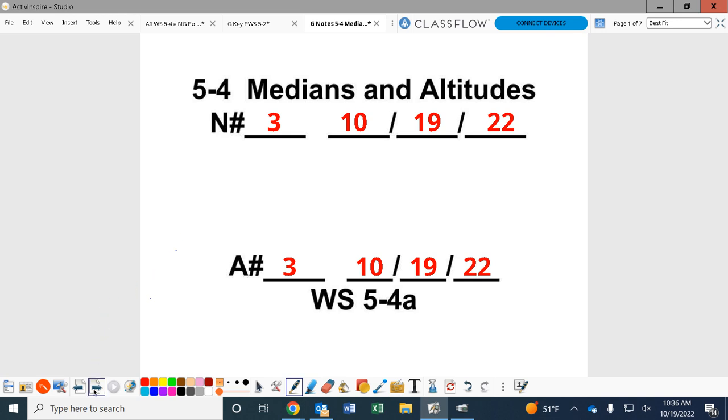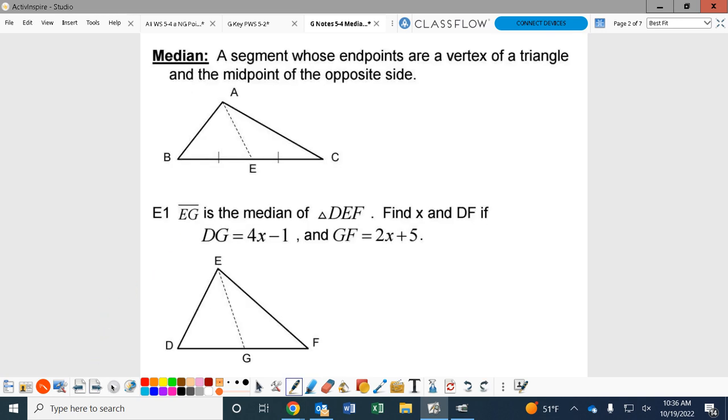So we're going to go ahead and take a look at the first one, which is a median. A median is going to start at the vertex of a triangle. Guys, it's got to start at one of the points on the triangle. It cannot start anywhere else. It's going to start at the vertex of a triangle, and it's going to go to the midpoint of the opposite side. Guys, if it's a midpoint, then it is going to cut that segment in half, so that this side is going to be congruent to this side.